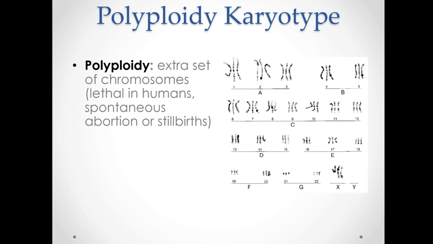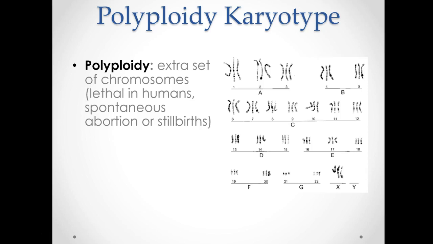All right, let's talk about other ways we can see abnormalities in karyotypes. There's something called polyploidy, and in polyploidy, you would have an entire extra set of chromosomes. In humans, this leads to a spontaneous abortion, again, a miscarriage or a stillbirth. No individual can survive this condition. You cannot have an extra set of chromosomes and be a normal functioning human being. Your body just can't do it.